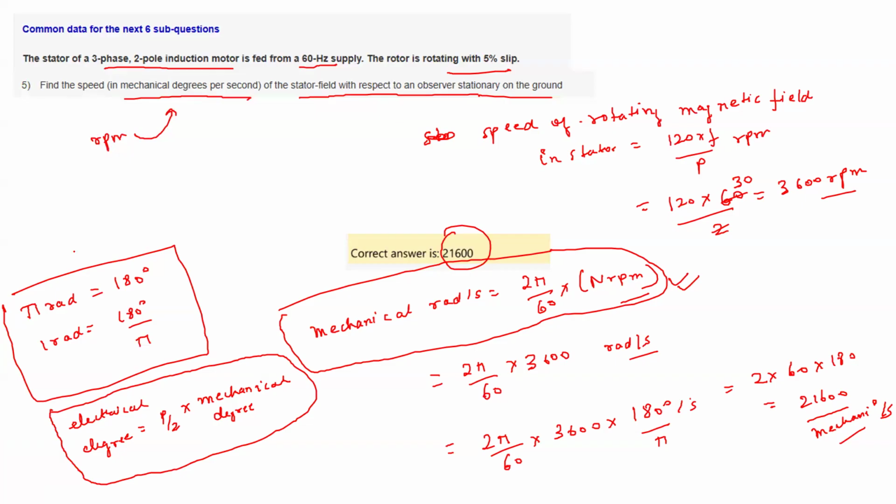So these things you have to remember. This one you already know, only you have to remember this one. This one is the new thing, this formula. Other things we know. This one we have already seen in the previous classes, and this one we know from our school days. So this is how you can convert to mechanical degrees per second.